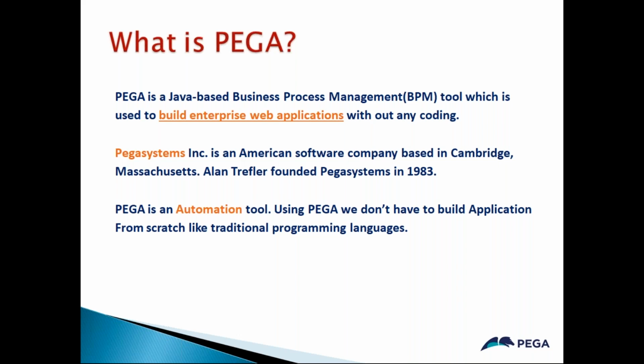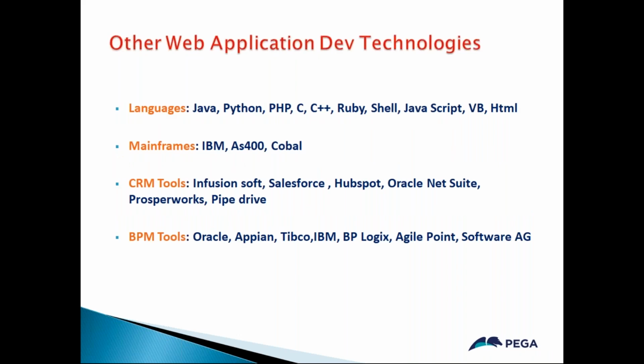Even after 30 years, the tool is surviving because of its automation features. How those automation features are handled, you'll understand when working on this technology. Practically, when we are working, you'll better understand those things. In the market, there are many technologies in development. Some are languages, some are mainframe tools, some are CRM tools, and BPM tools also. Some other BPM tools are in the market. Pega comes under BPM here.